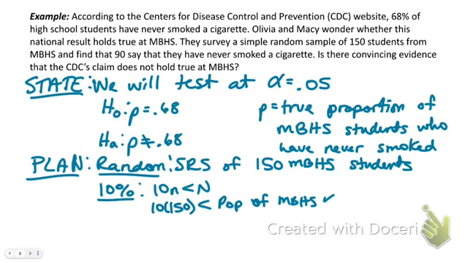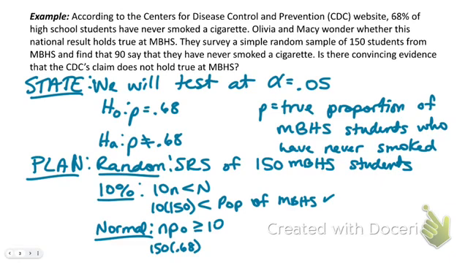All right, and now normal. We're going to check our normal condition. Remember, for our normal condition, if we are given a claimed value, we should use that to check our normal condition. So we're going to use n times the claimed value, P naught. So 150 times 0.68. Obviously, you are probably smart enough to see that that is going to be bigger than 10. It's more than half of it, so okay, good.